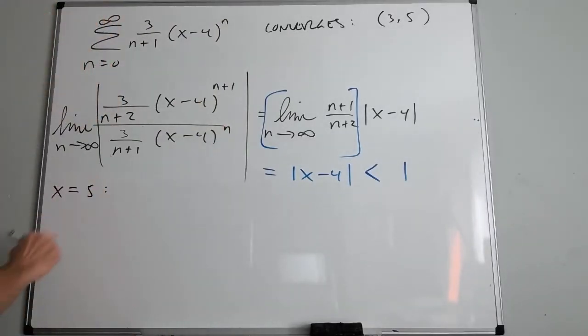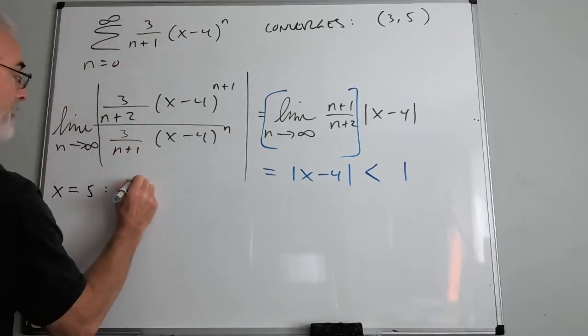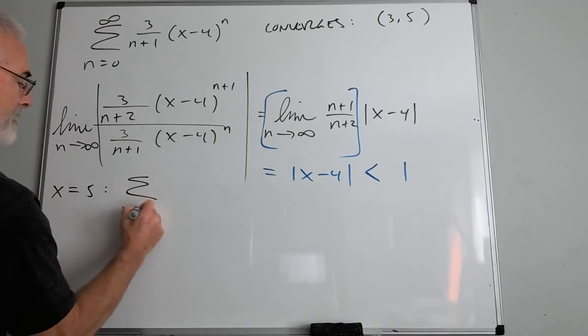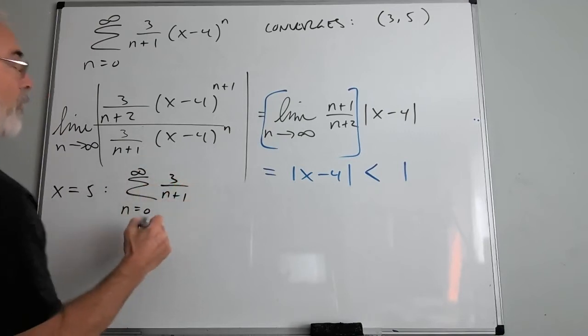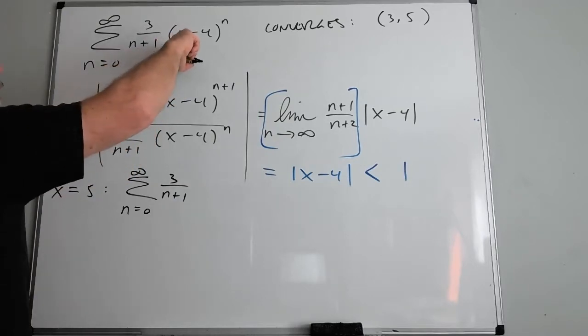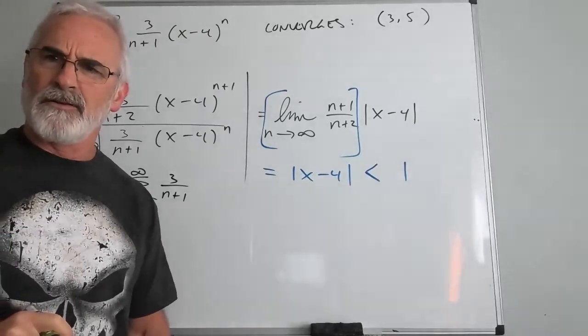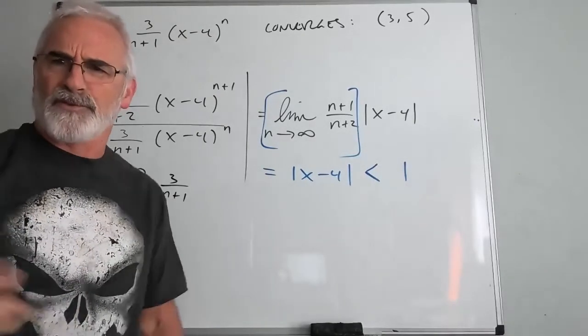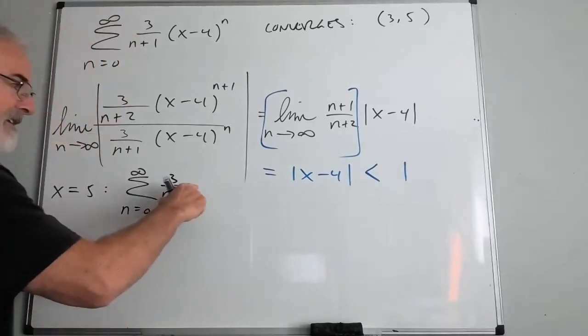So what I'm going to do is take the number 5 and put it right there. And then what are we going to get? We're going to get 3 over n plus 1, and this is going to be 1 to the nth power. Well, what's 1 to the nth power? For every value of n, what's 1 to the nth? 1. Yeah, I'm not going to bother writing it down.